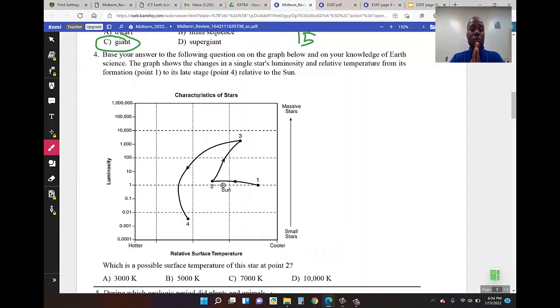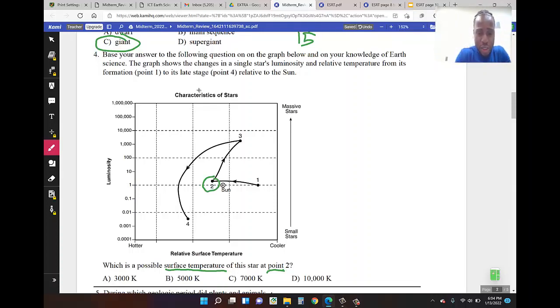All right. Question number 4. And then at the bottom, the main question is, which is a possible surface temperature of the star at point 2? Now, since it's point 2, we are looking at this here. What is the temperature around that area?